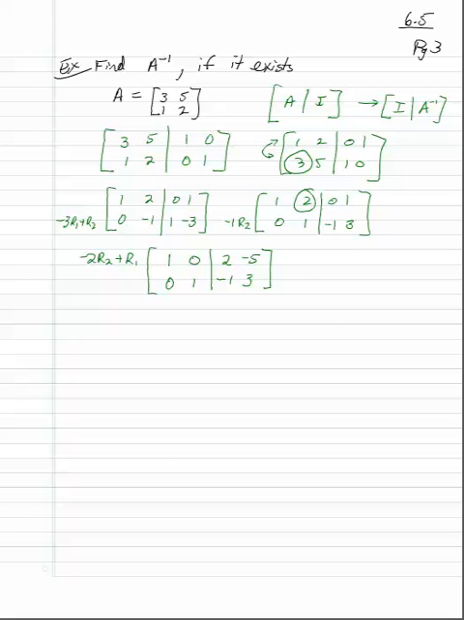So A inverse is equal to 2, negative 5, negative 1, 3. And then you can check it. You can multiply A times A inverse and see that you get the identity.